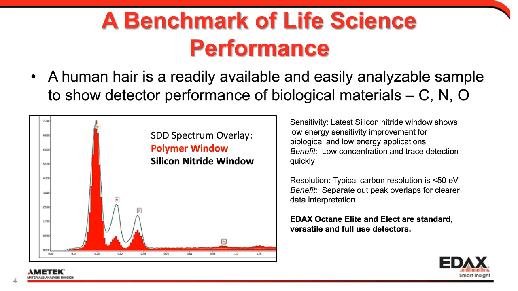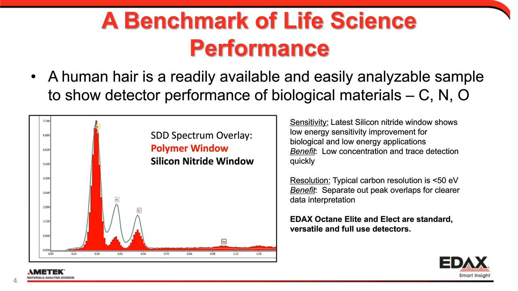And you can see in the image that we have here of the spectral overlay, we have some trace amounts that are just slightly above the background, but with the improved sensitivity of the silicon nitride window, we're better able to see the peak above background. Now this is a human hair sample, which makes a readily available and easy to use sample to put into the microscope. It's a great way of looking at detector performance, and I think most everybody has availability to such a type of sample that you can easily put into the microscope.